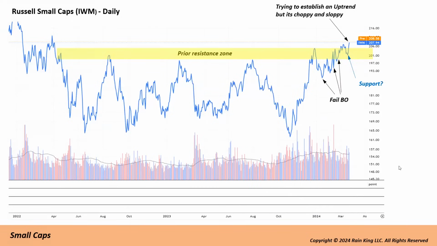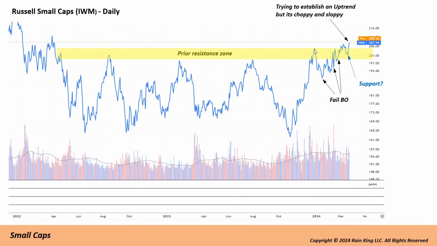So let's look at the small caps, the Russell small caps. This is the IWM. We've all been waiting for this to really launch into a new breakout, a clean breakout, and to start moving, because that would support risk on. Now, long process here, almost 2 years of basing with resistance zone I've shown in yellow.